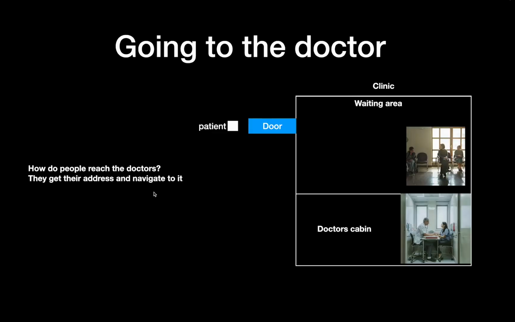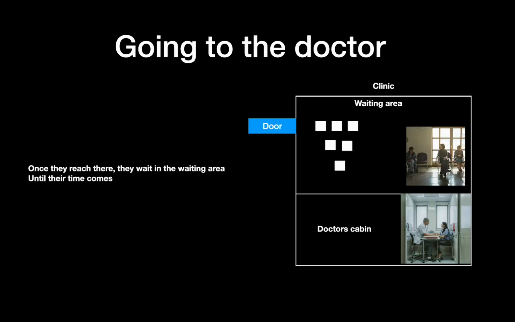How do people reach the doctors? You basically search for good doctors near me. You Google that, you find their address, and then once you have their address, you navigate to it. Once you navigate to the address, there is a door through which you can enter the waiting area. Again, you cannot directly go to the cabin and use their services. You have to go into a waiting area. Until your turn is called, you'll stay here and then finally go into the doctor's cabin.